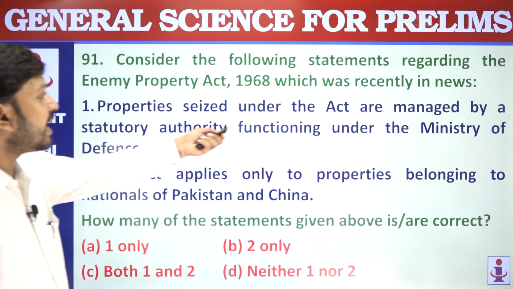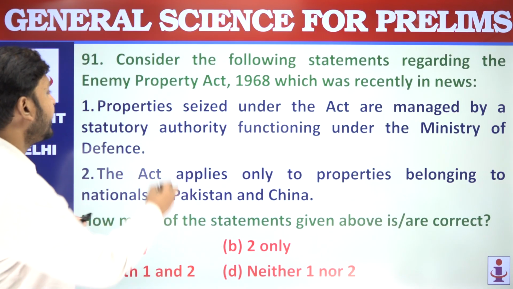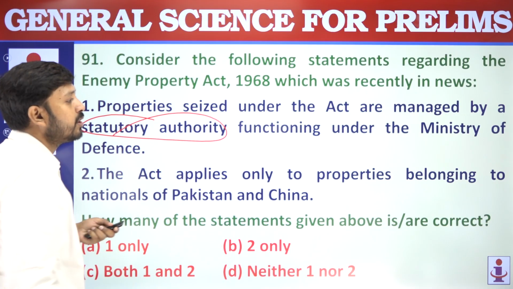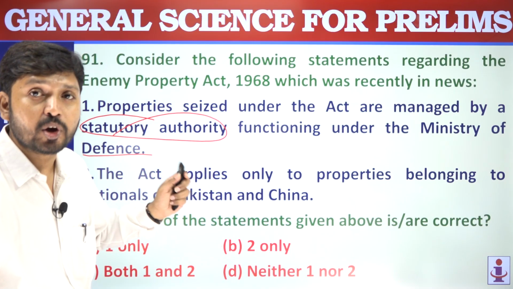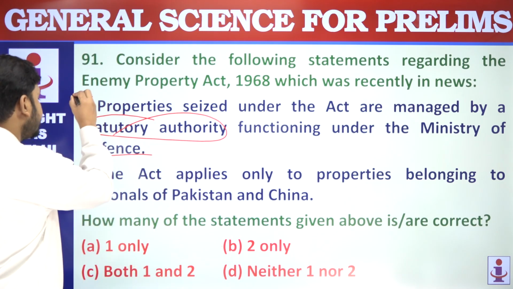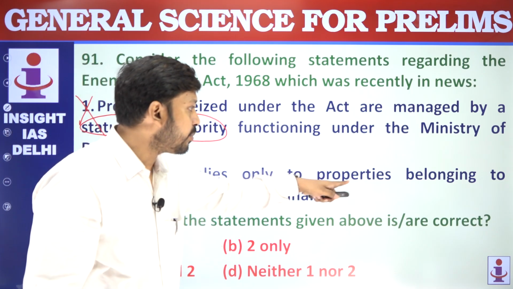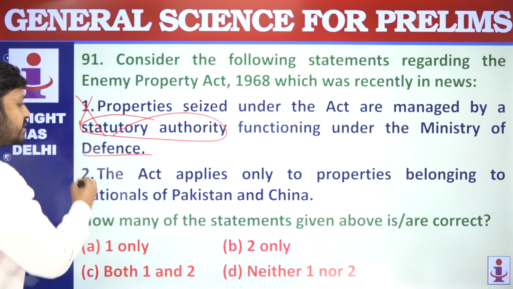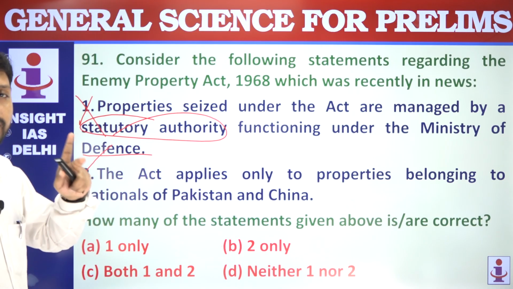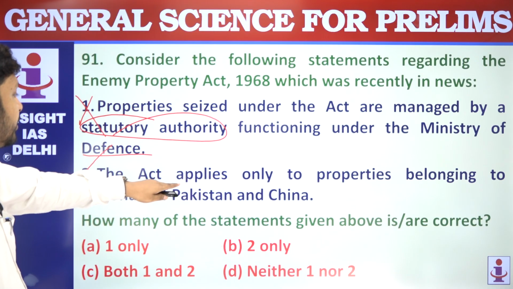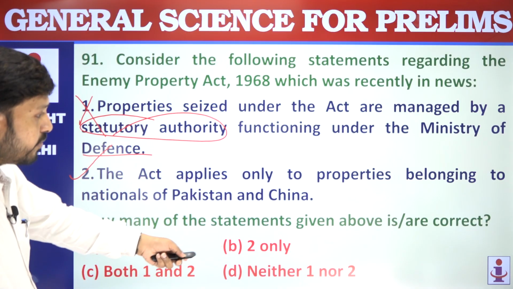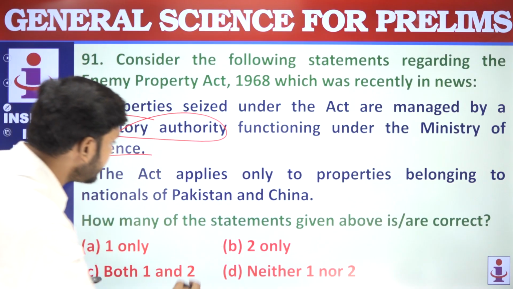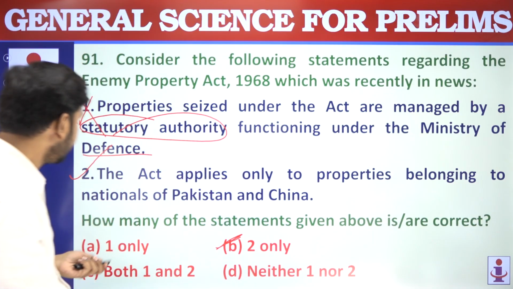Property seized under the act is managed by a statutory authority. No, it is not a statutory authority functioning under the Ministry of Defense. This is also not, it is functioning under the Ministry of Home Affairs. So this is the wrong statement. The act applies only to the properties belonging to the nations of Pakistan and China, because only two enemy countries are there with respect to this. So enemy property countries are only Pakistan and China. So which of the following is correct? The second statement is correct, so B is our answer.